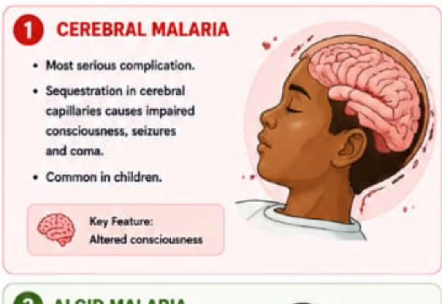And when blood is not being supplied to the brain, it can cause seizures, it can cause coma, it can cause impaired consciousness. So cerebral malaria is much more prominent in children. Why? Because there is sequestration of red blood cells, blocking blood flow to some particular part of the brain.